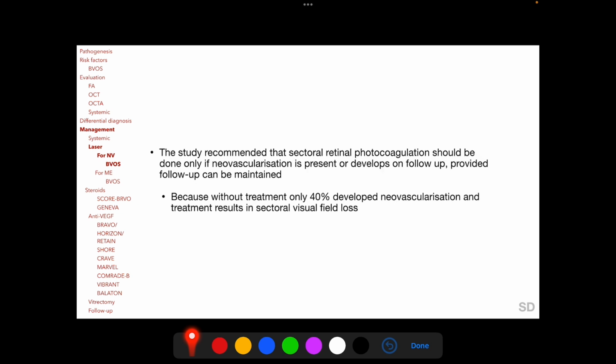And the BVOS recommended that sectoral retinal photocoagulation should be done only if neovascularization is present or develops during follow-up, provided adequate follow-up can be maintained. This is because without treatment, only 40% of eyes with ischemic BRVO develop neovascularization, and treatment itself results in further visual field loss in the affected sector. And this recommendation of BVOS for BRVO is similar to the recommendation of CVOS for CRVO.